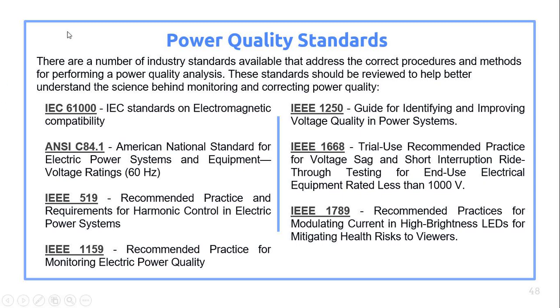IEC 61000 standard on electromagnetic compatibility. ANSI C84.1, American National Standard for Electric Power Systems and Equipment Voltage Ratings. IEEE 519, Recommended Practice and Requirements for Harmonic Control in Electric Power Systems. IEEE 1159, Recommended Practice for Monitoring Electric Power Quality. IEEE 1250, Guide for Identifying and Improving Voltage Quality in Power Systems.